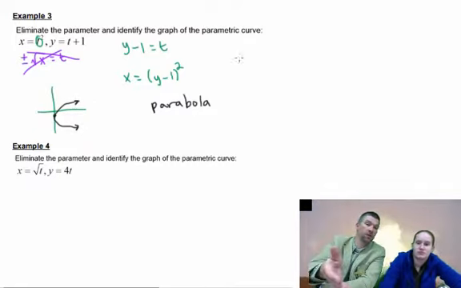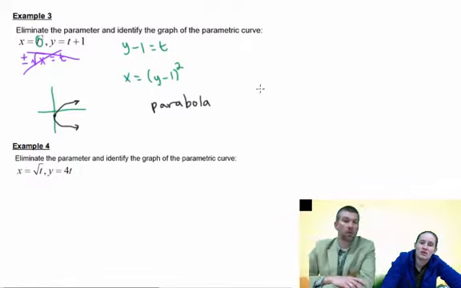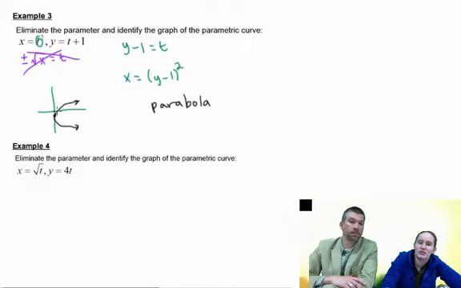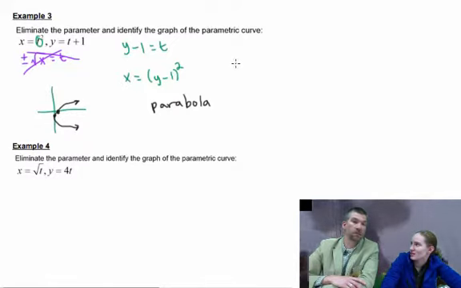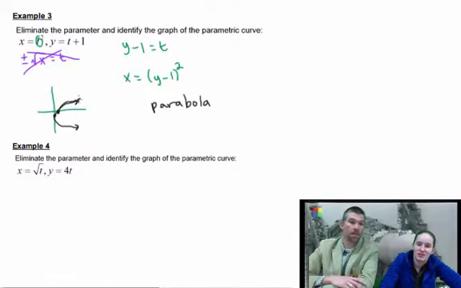Actually, when y equals 0, x would be 1. Well, that could happen. Maybe. Right here? Yeah. So, but is that the vertex? I believe so, yes.